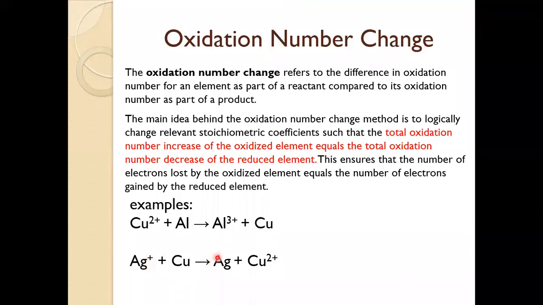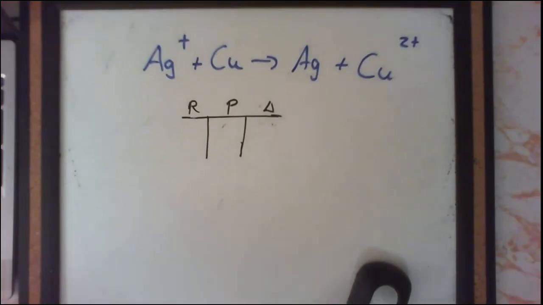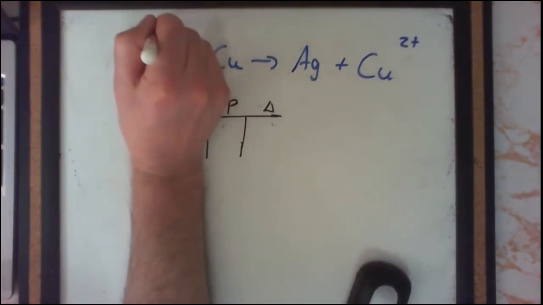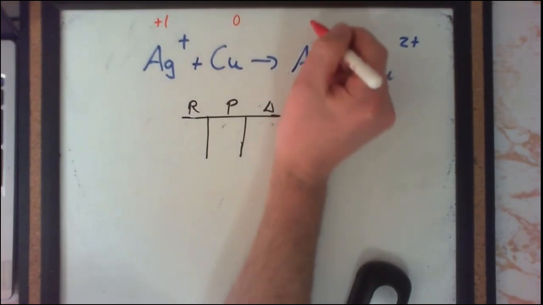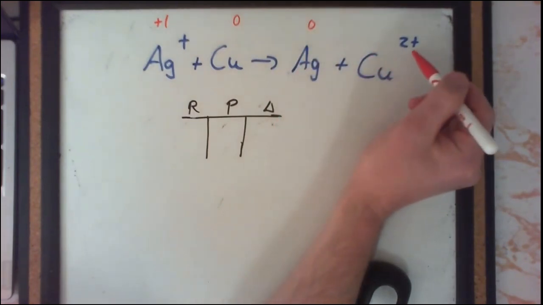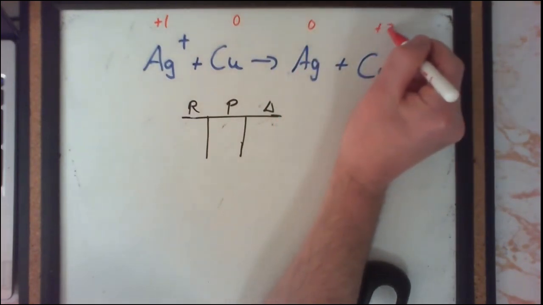And then in our second example, we're going to do the same thing. Just simply at this point, get used to determining what those changes are in the oxidation number of the reduced element as well as the oxidized element. So we have silver plus copper produces elemental silver and copper 2+ ions. Determine oxidation numbers of everything. Silver is a monatomic ion, so that's going to be +1, same as the charge. Copper is an element, so it's 0. Silver is an element, 0. And then copper 2+, another monatomic ion, so that's going to be +2.